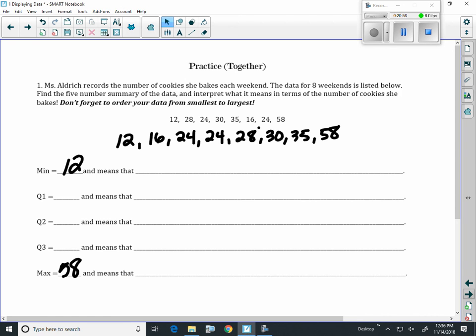All right, so 24 to 28 is our middle. What's halfway between those? 26. So quartile 2 is 26.